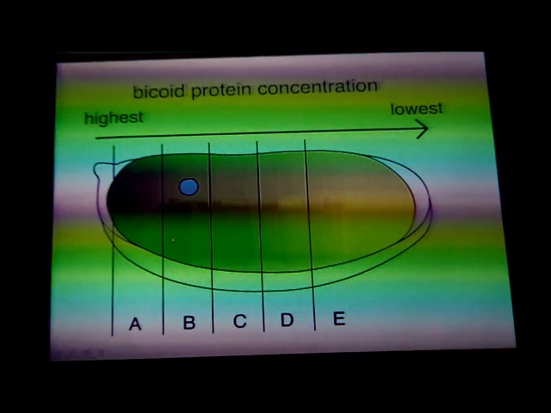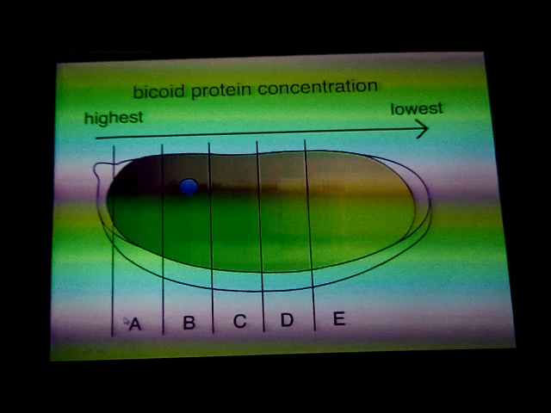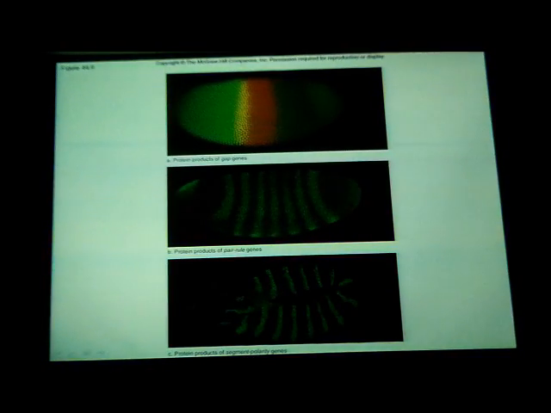This picture is not in your book, but it has something like it right here. This is page 803. This is a fruit fly egg. And this colored stuff are different proteins. There's proteins here, and different proteins here, and different proteins here, and different proteins there. And this is a fruit fly egg. And that will become the head, and that will become the tail.